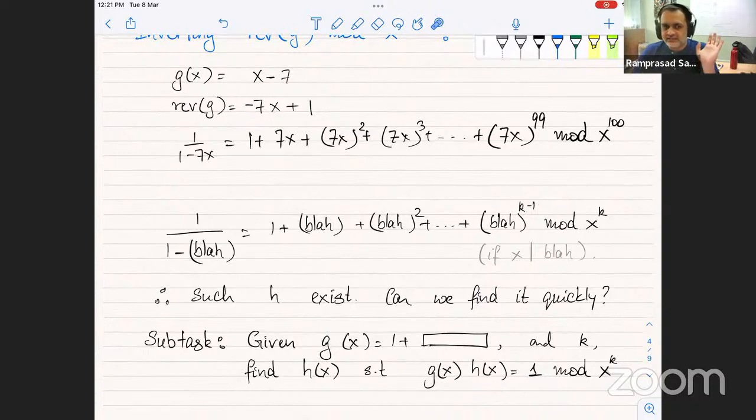So is the task clear? Okay, so this is just a subtask. In order to solve the division problem, it amounts to solving this particular subtask that we have written. It is inverting a polynomial whose constant term is 1. And we want to do it quickly.